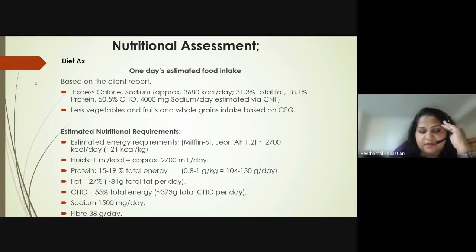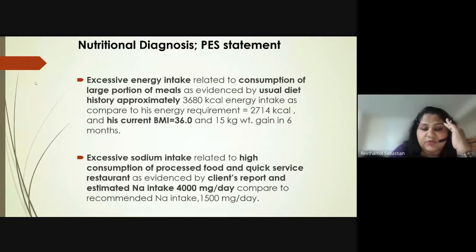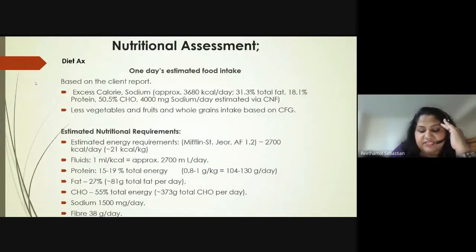For fluid, I just use 1 ml per kilocalorie, which is 2700 ml, which is okay. For protein and fat, you have to calculate each one based on the Indian recommended RDAs. So by this we are finishing the assessment. Using this, you got some ideas that he has excess calories, excess sodium, and fewer vegetables. These are the nutritional problems we have seen so far.